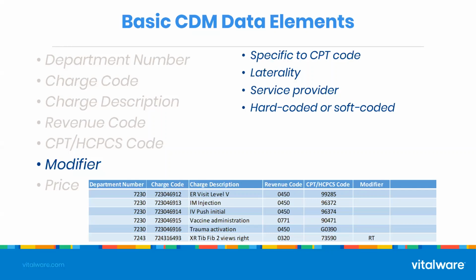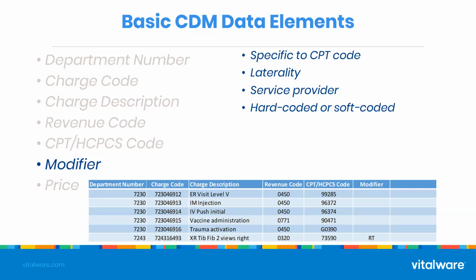So this is another data element where you might have built in your Chargemaster a modifier 1, modifier 2, modifier 3. I believe you can use 4 modifiers per code on a claim, which doesn't happen very often. It's very rare that you would see that.